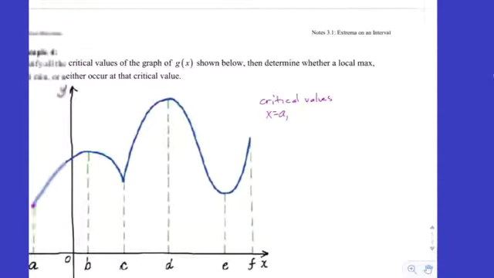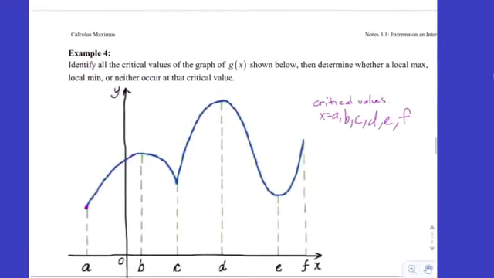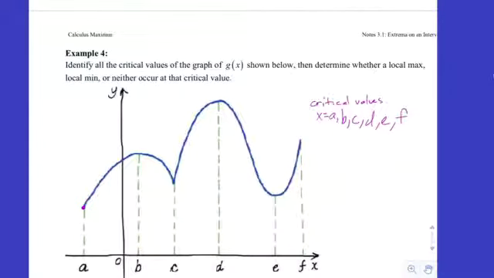No. So we got A, B, C, basically all the letters. A, B, C, D, E, and F. Those are all the critical values. Because the derivative doesn't exist at A, the derivative doesn't exist at F, and the derivative also does not exist at C. Notice the cusp? So they're all in the domain, so that makes them critical values. And then at B, D, and E, the derivative is 0, so they're also critical values. Now let's see which of those critical values, if any, are local max or mins.